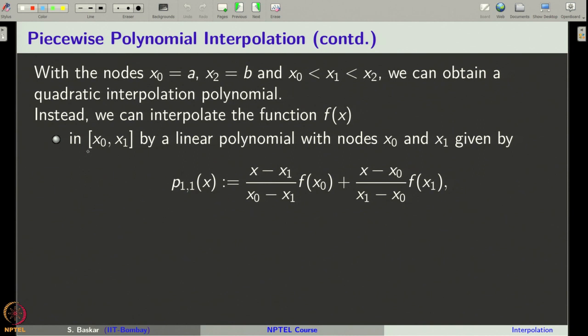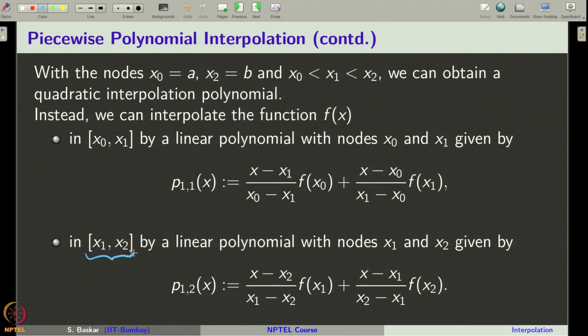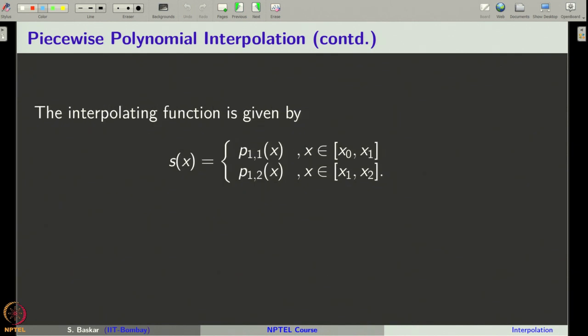Let us make this discussion more precise. What you do is, suppose you are given a data set with nodes as x0, x1, x2, then consider the first subinterval x0 to x1. You can write the linear interpolating polynomial either in the Newton's form or the Lagrange form. Here I am showing the Lagrange form of the linear interpolating polynomial, and this is only for the interval x0 to x1. And then you take the second part of the interval, that is the second subinterval of the partition, construct another linear interpolating polynomial. I have used the Lagrange form again here, and then define the interpolating function, let us denote it by S of x, as P1,1 of x when x belongs to x0 to x1 and P1,2 of x when x belongs to x1 to x2.